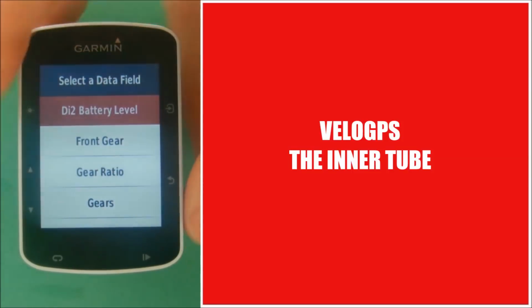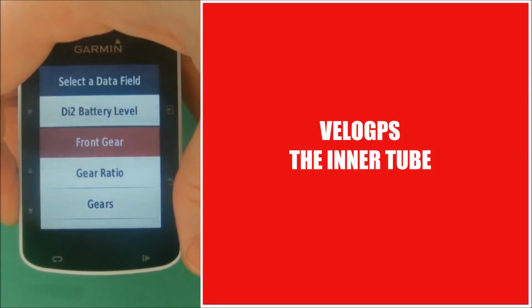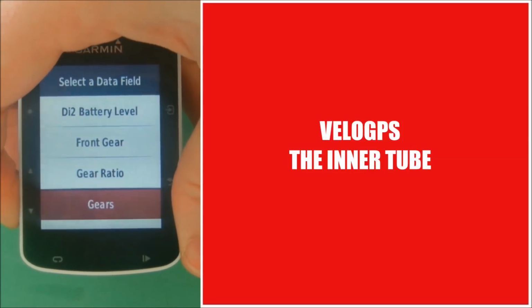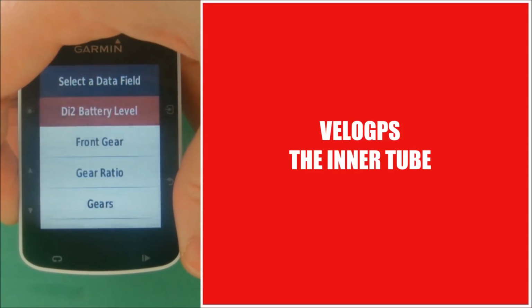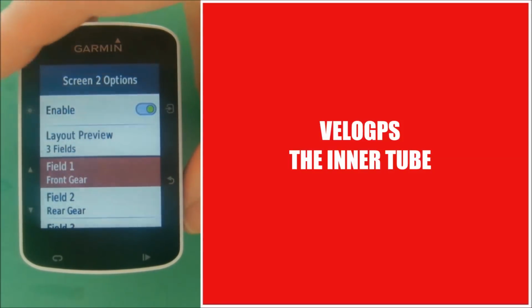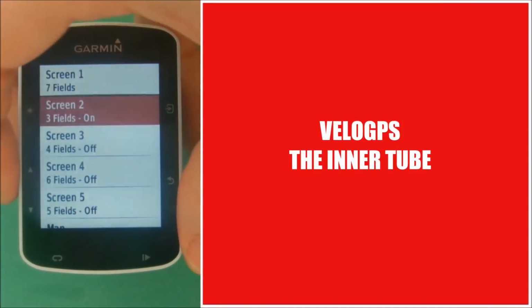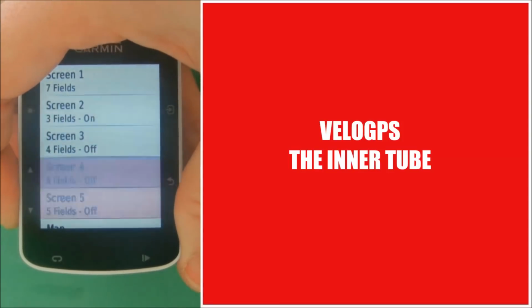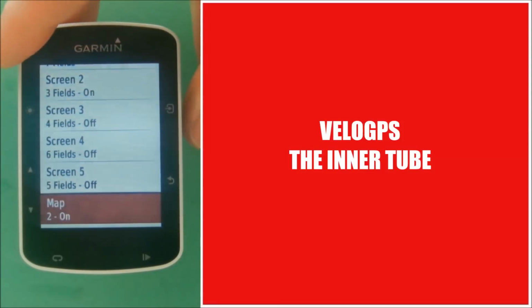So within gears you can see again we have DI2 battery level, front gear, gear ratio gears, and rear gear. So I think we had front gear selected there, didn't we? Okay, so we're happy with screen number 2. We're going to go back. We're going to leave screens 3 to 5 turned off, and then we're going to have a look now at the map screen, which is turned on.